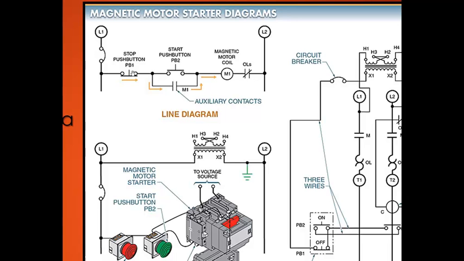So let's go over this again. When I push the start button, current is allowed to flow to M1. This is a normally closed contact, so current flows through to L2. Now when M1 is energized, it's going to close this contact and keep itself energized.